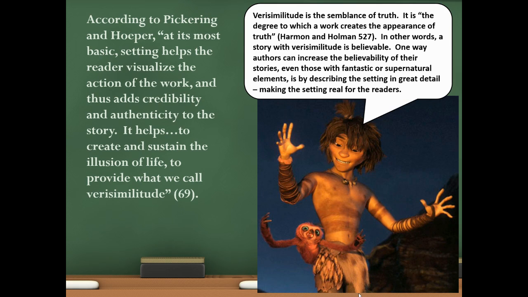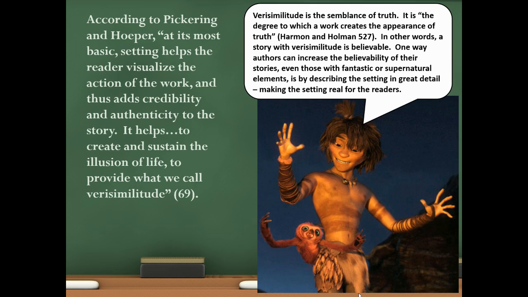Now, according to Pickering and Hopper, at its most basic, setting helps the reader visualize the action of the work and thus adds credibility and authenticity to the story. It helps to create and sustain the illusion of life to provide what we call verisimilitude. Now, verisimilitude is the semblance of truth. It is the degree to which a work creates the appearance of truth. So, in other words, a story with verisimilitude is believable. So, if you believe a story, it has verisimilitude.